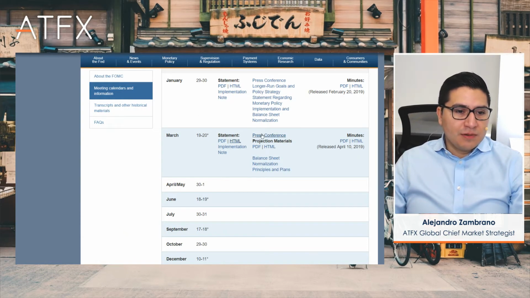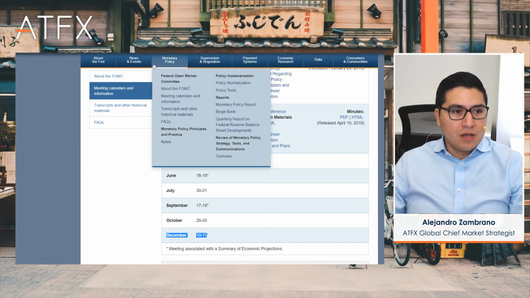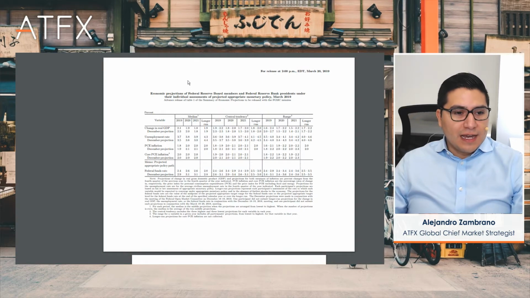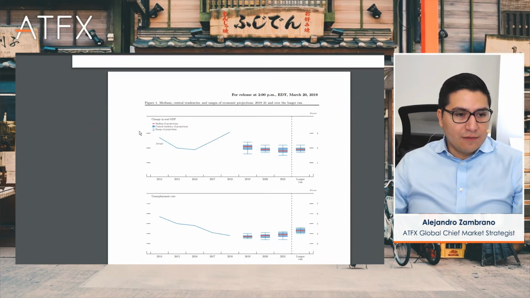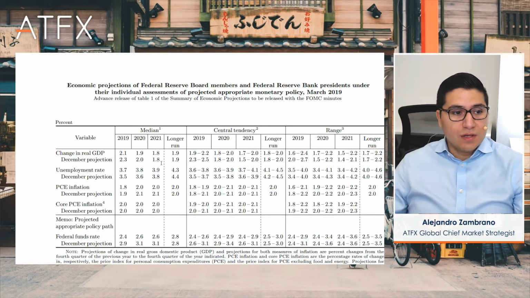Now the other thing is that they produce these projection materials, but that doesn't happen that often. It's going to happen in June, it's going to happen in September, and then it's going to happen in December. If we take a look at the projections for the market, by the end of this year they anticipate economic growth to be at 2.1%. Well, the first quarter GDP growth was 3.2, so obviously, if that can maintain itself over the whole year, we'll exceed that target.